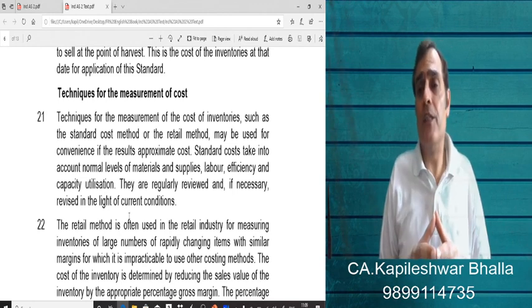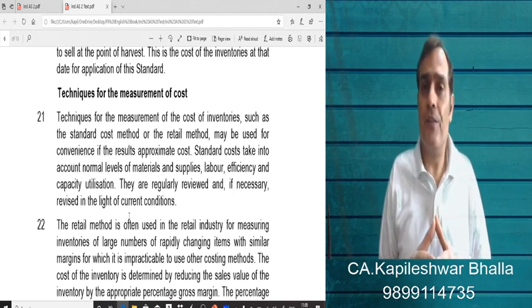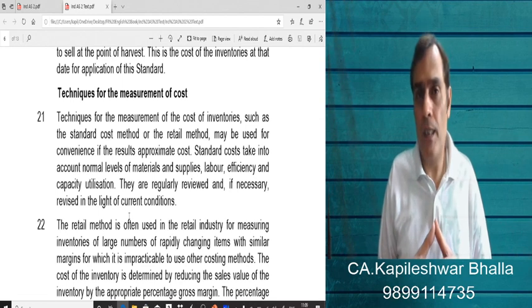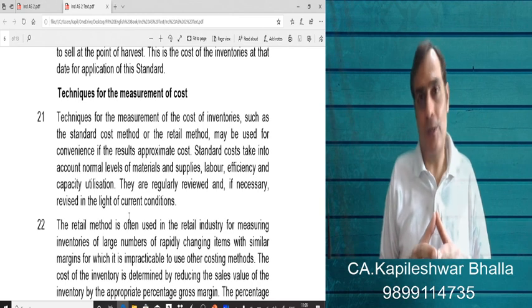And we also finally saw another input, and that is the application of the cost formula, which technique is to be applied in terms of measurement of cost.